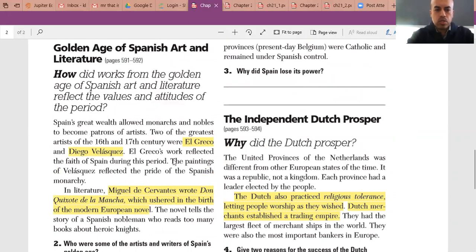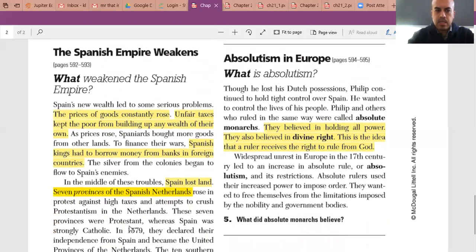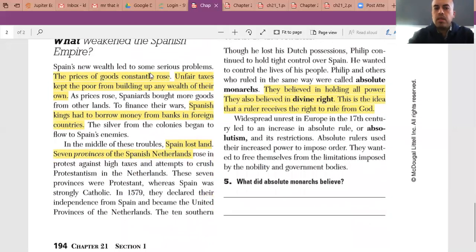So to answer this question, we must go directly to this paragraph. Spain's new world led to some serious problems. The prices of goods constantly rose. This is the first reason. Unfair taxes kept the poor from building up any wealth of their own. Number three is that Spanish kings had to borrow money from banks in foreign countries. And also Spain lost land. Seven provinces of the Spanish Netherlands rose in protest against the high taxes and attempts to crush Protestantism. This is a complete answer for this question.